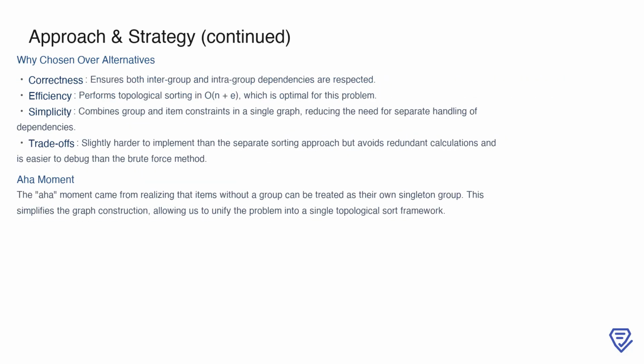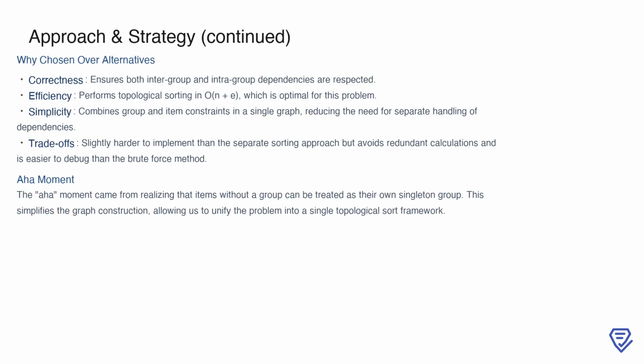The chosen approach, which uses a combined graph for both groups and items, stands out for several reasons. First, it ensures correctness by respecting both intergroup and intragroup dependencies through a unified topological sort. Second, it is efficient, achieving an optimal time complexity of O(n + e), which is well suited to the problem's constraints. Third, it simplifies the overall solution by avoiding the need to manage separate graphs for groups and items, reducing implementation complexity and the potential for redundant calculations.